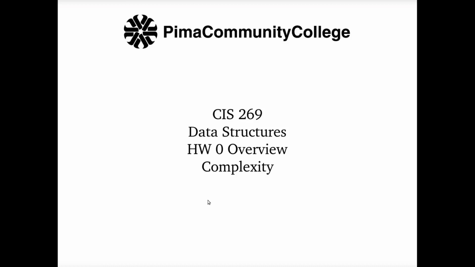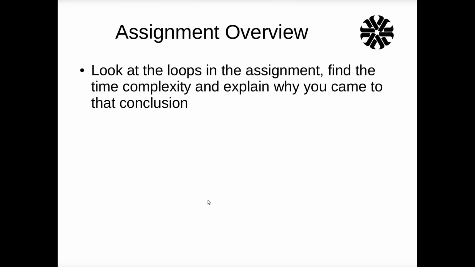So I wanted to go over homework 0, the complexity assignment, to give you a chance to go over the particular material. For this assignment, you're going to be looking at a series of 4 loops, and you want to find out what the time complexity is and explain how you came to that conclusion. That's all I'm looking for.